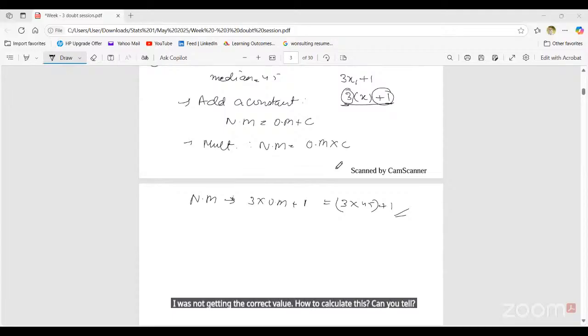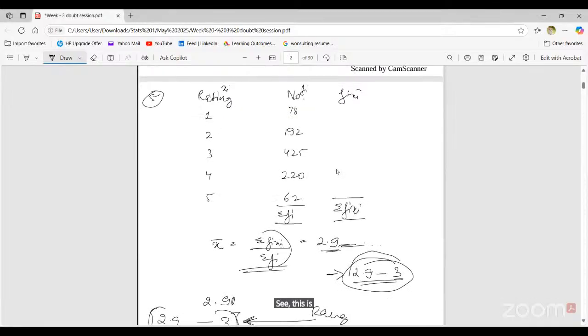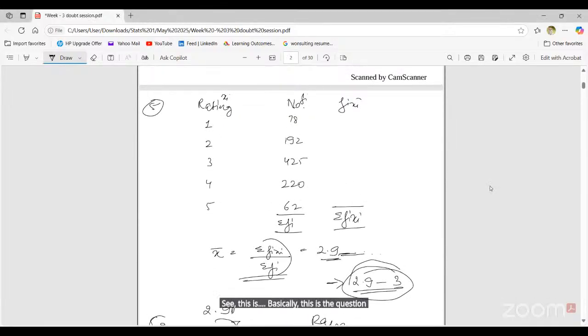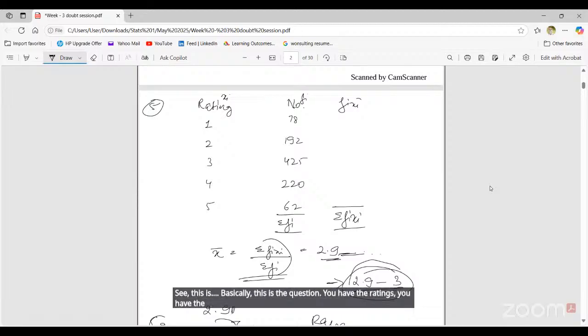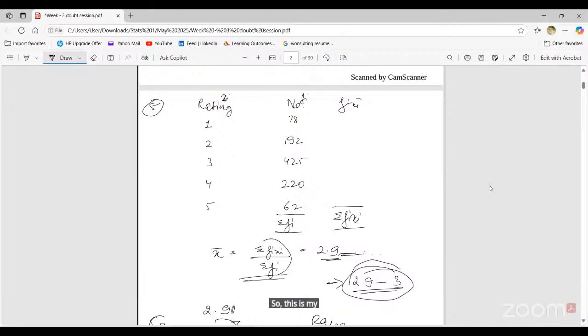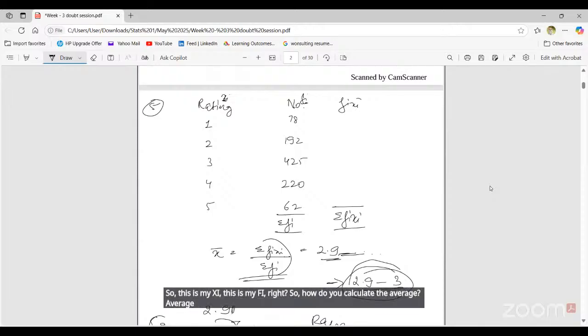See, basically this is the question. You have the ratings, and the number of people who have given the ratings, correct? So this is my xi, this is my fi. How do you calculate the average? Average is basically summation of fi xi upon summation of fi. Yes, ma'am. So just multiply these terms.